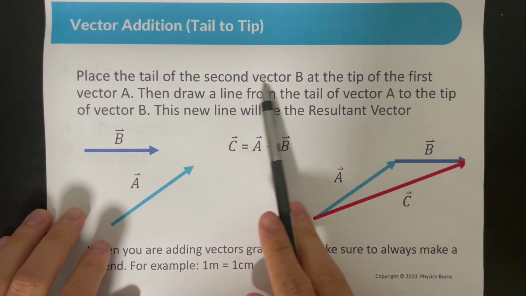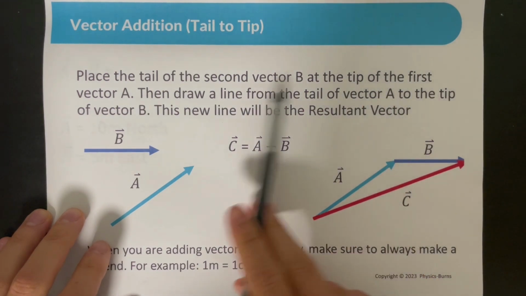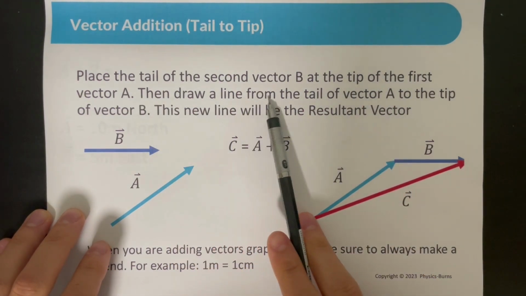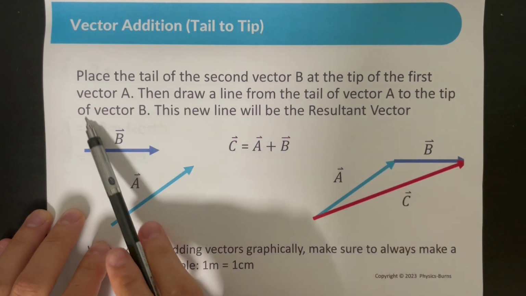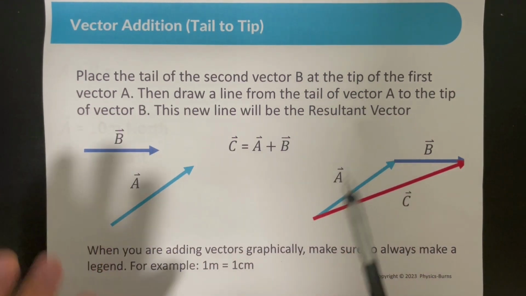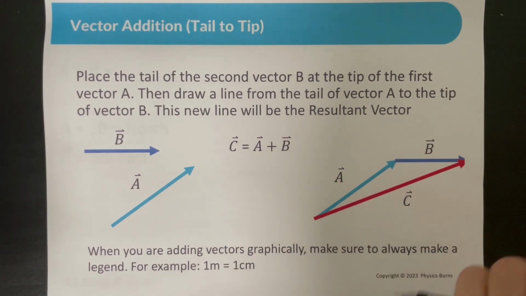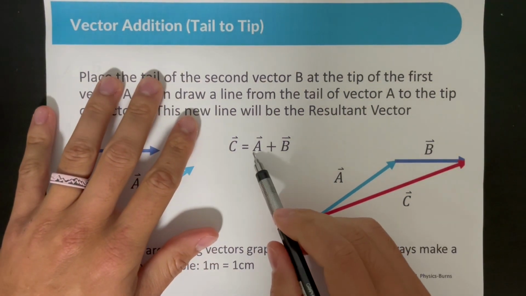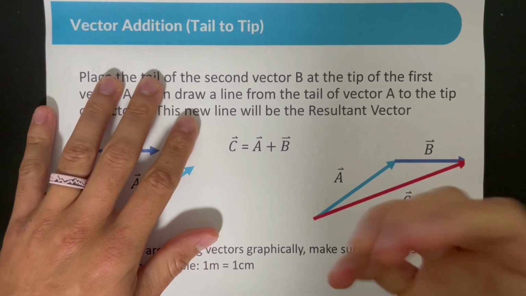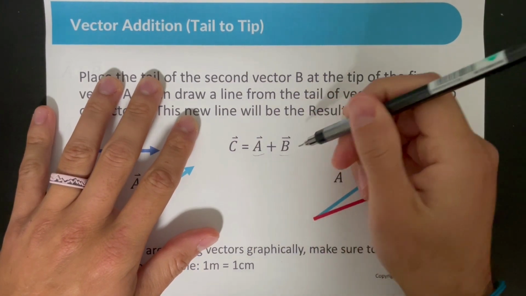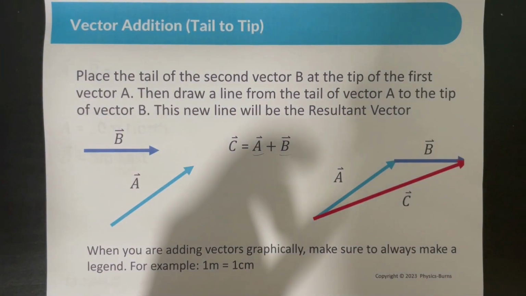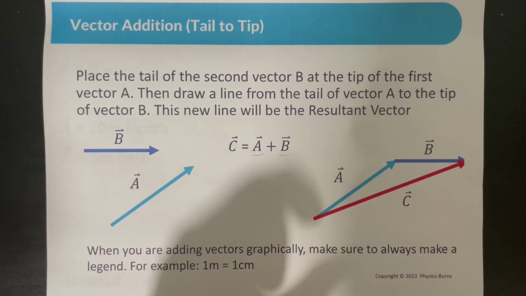Place the tail of the second vector B at the tip of the first vector A, then draw a line from the tail of vector A to the tip of vector B. This new line will be the resultant vector. So whenever we're adding vectors, what that means, even mathematically, is we're literally drawing them on top of each other and seeing how that works.